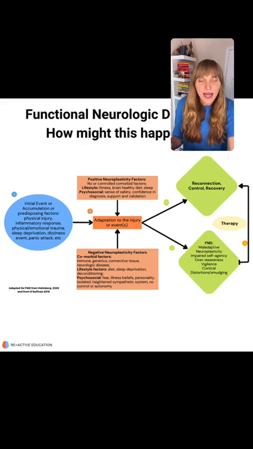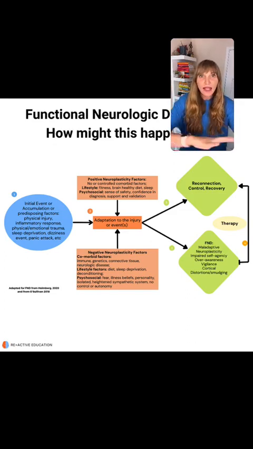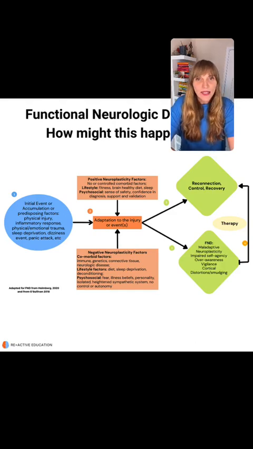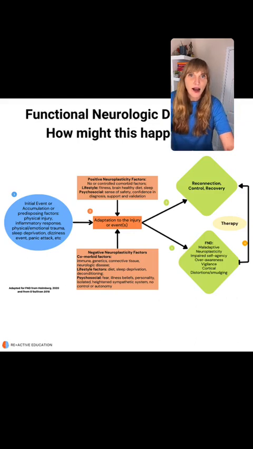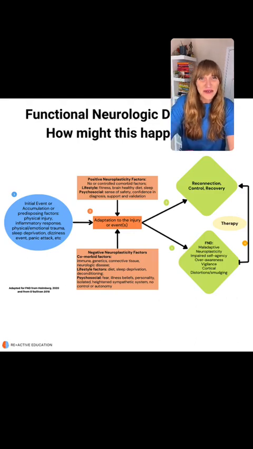FND occurs as a neuroplastic adaptive process for many different reasons in different people, and there are very likely many different subtypes of why this occurs in folks. But the important thing is that it is an adaptation. It's a changing brain adaptation, and through therapy you can actually restore connection, restore control, and have recovery.